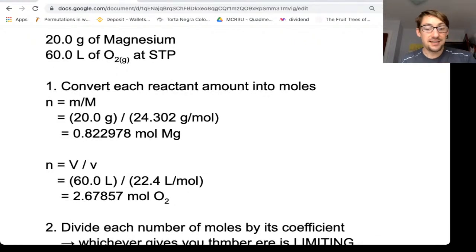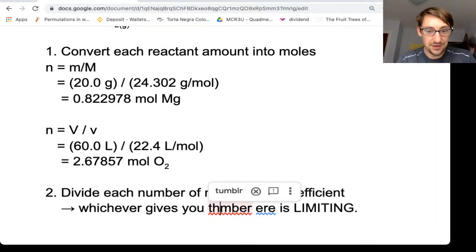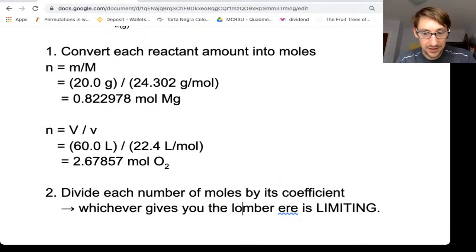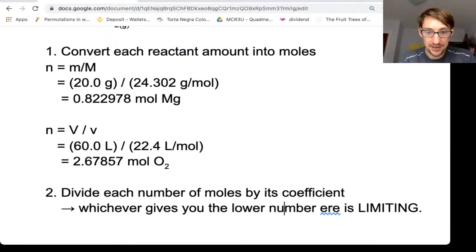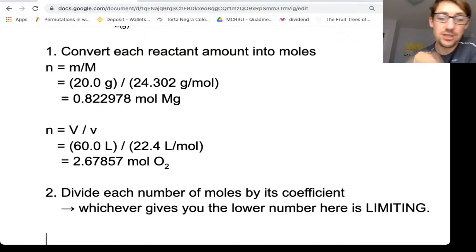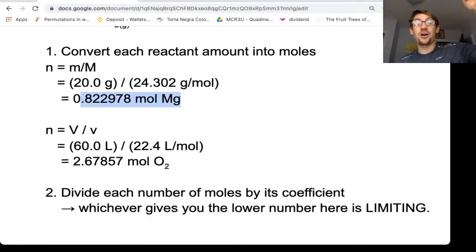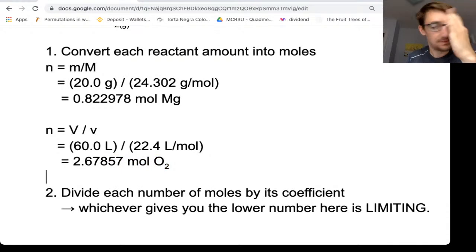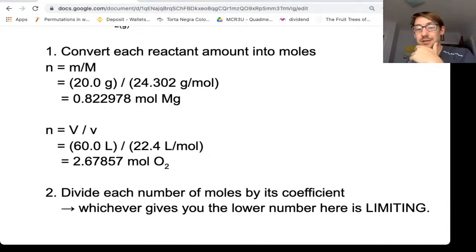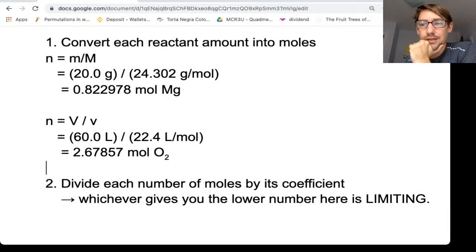The person I teach chemistry with at the high school I teach at does this a different way. They convert this to moles of MgO that would be produced. They also convert this to moles of MgO that would be produced, and then pick whichever of those is smaller. It's also a valid way to do it. But for now, I'm going to do it my way.